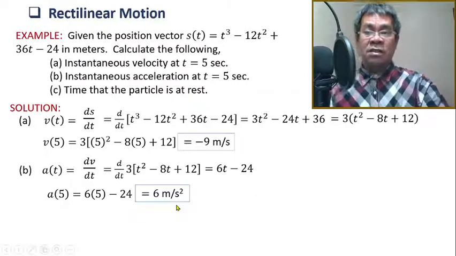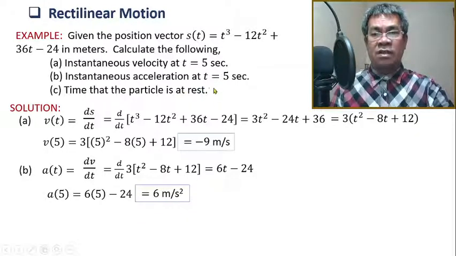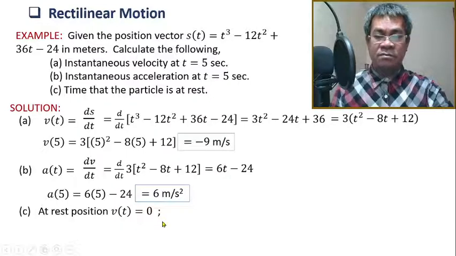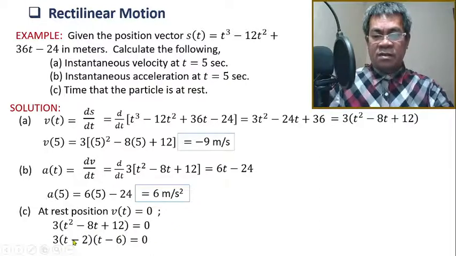Okay? Letter C. So what will be the time that the particle will be at rest? Now, since we need to equate the velocity to 0, and the velocity is a second degree polynomial, take note, there are 2 times that the particle is at rest. Okay? So this one is equal to 0. If you divide both sides by 3, this will be removed. Then solve the value of t by equating everything to 0.